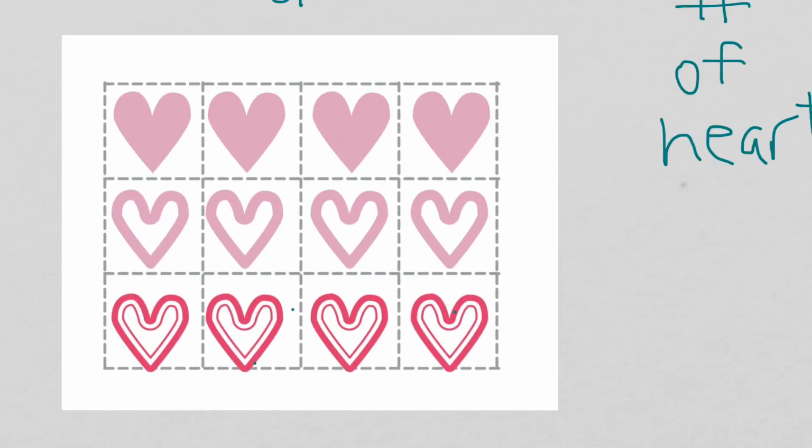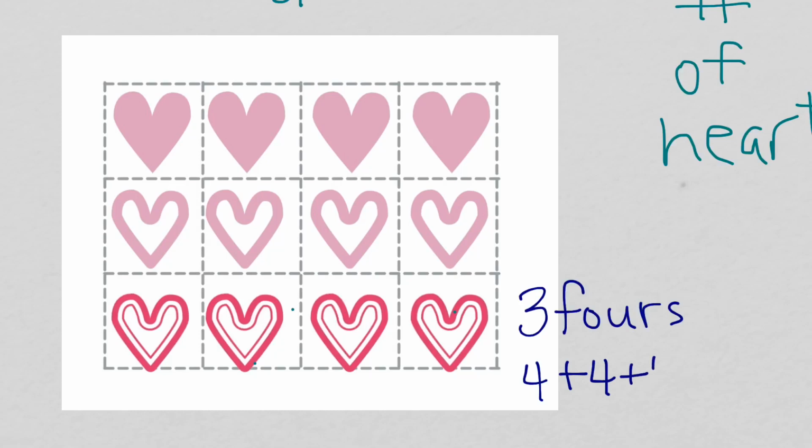How many hearts are in 1 row? 1, 2, 3, 4. So we have 3 rows of 4. So we can write it as 3 fours. We can write it as 4 plus 4 plus 4. But we're really working on our multiplication sentences.